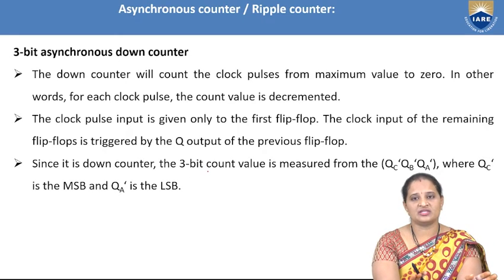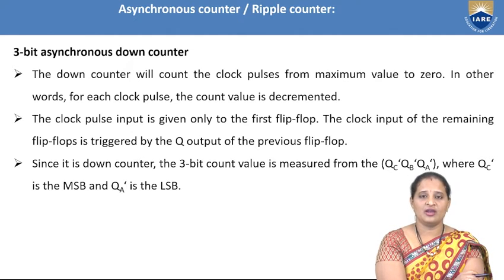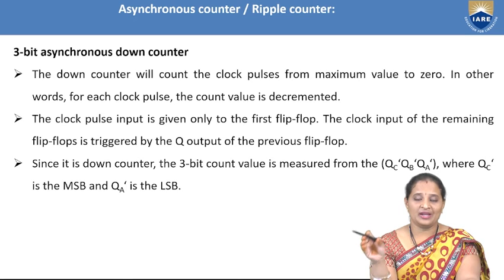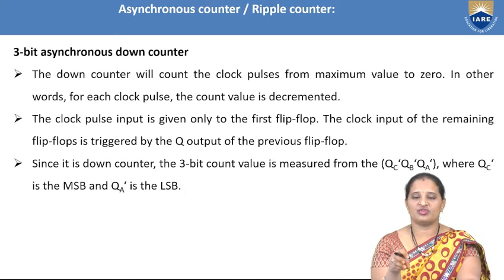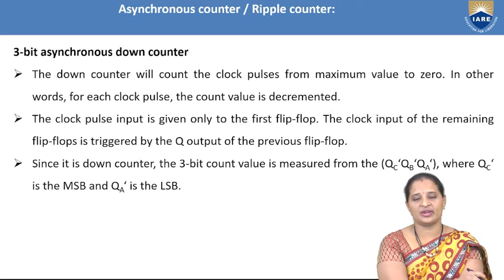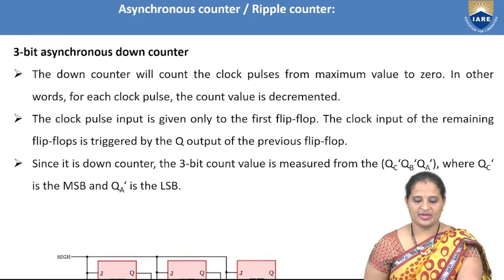The only difference is that in the up counter we have taken the Q output of all the flip-flops as output. But here in this down counter, we have to take the complemented output of the flip-flops as output. Again, QA complement is considered as LSB and QC complement is considered as MSB.